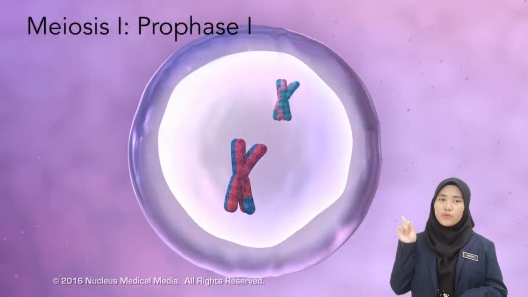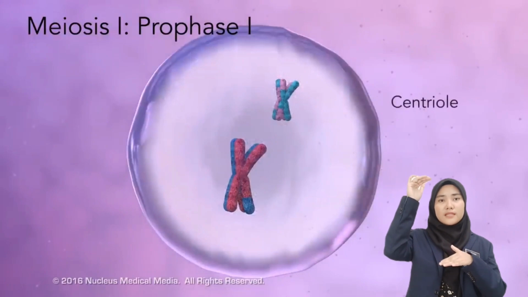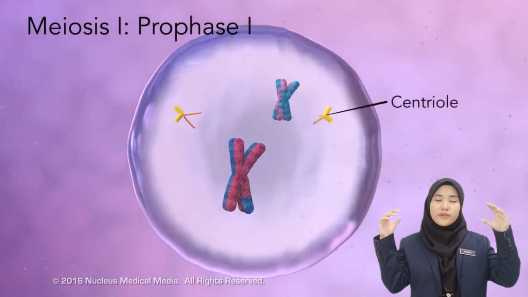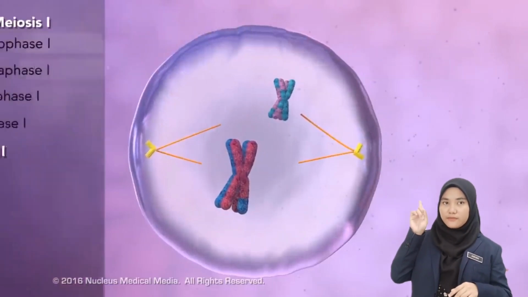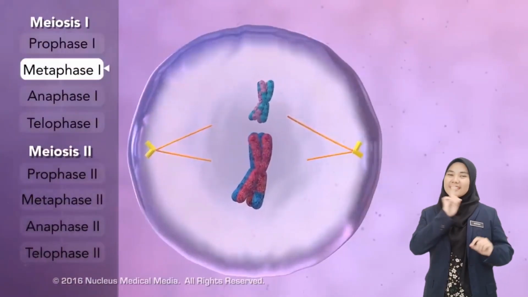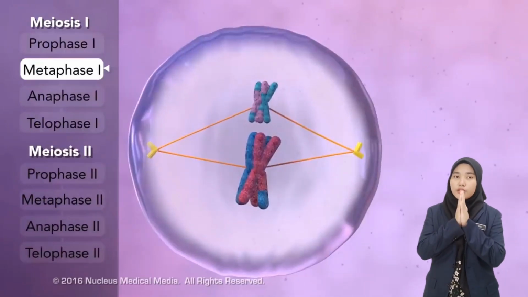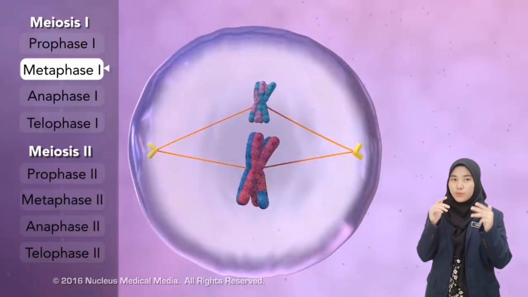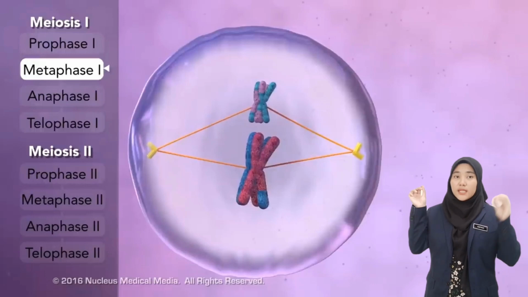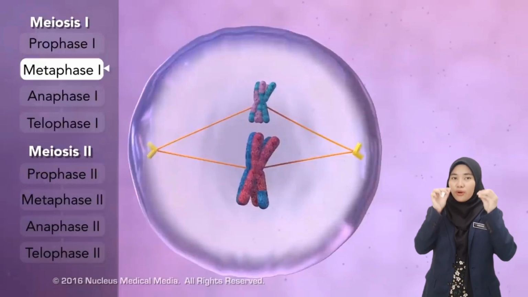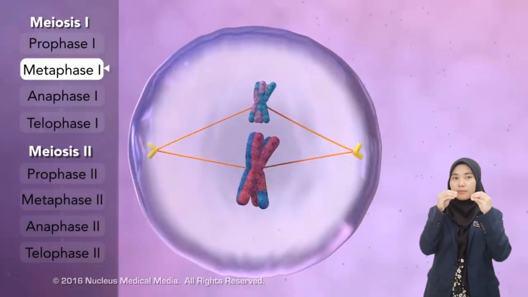Continuing on with prophase 1. The nuclear membrane disappears, the centrioles move to the opposite ends of the cell, and the spindle fibers fan out from them. See it clearly, okay? Watch this video. Okay, next in metaphase 1, the homologous chromosomes line up at the equator and attach to the spindle fibers from opposite poles. But remember, please be alert, the spindle fibers attach to the centromere, okay? The spindle fiber attaches to the centromere.